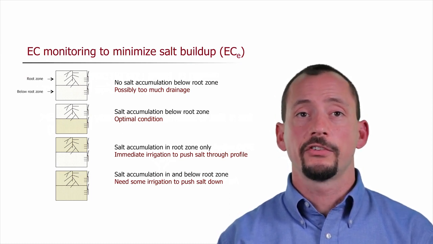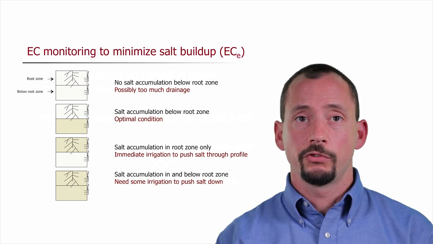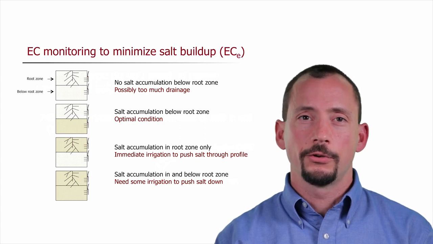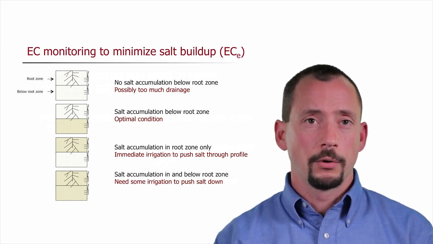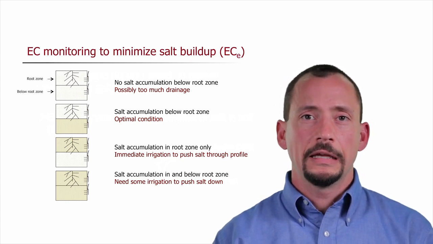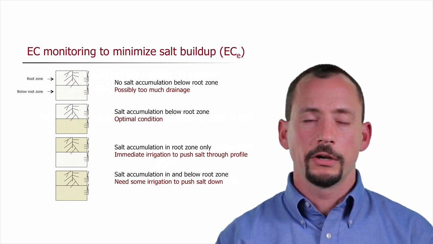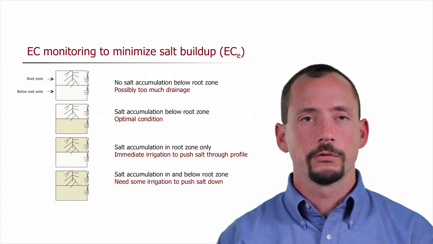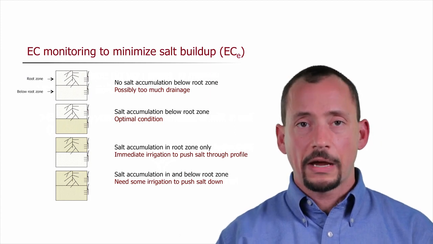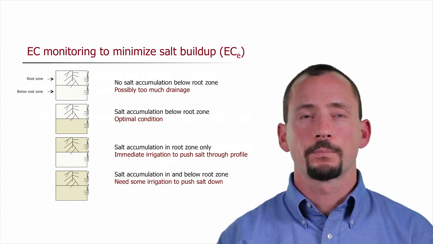If you see something like scenario 3, where you're accumulating salt in the root zone and only in the root zone, then you know you don't have enough leaching fraction and you need some immediate irrigation to push that salt through the profile down below the root zone before you run into problems, some sodium toxicity or something. If you're accumulating salt in and below the root zone, then you're probably right on the borderline. You probably need to increase your irrigation a little bit to push the salt down through the root zone. So this is just another example of how you might use the saturation extract EC, in this case, to make sure you're not salinizing your soil.